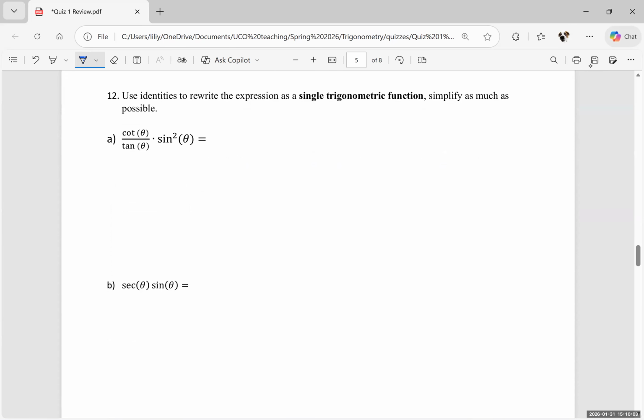Okay, basic identities to rewrite the expressions, generally as a single function or maybe a number sometimes. We have cotangent over tangent, and then we have times sine squared. So generally you want to get everything in terms of sines and cosines and see what cancels out. Cotangent is cosine over sine. Tangent is sine over cosine. Times sine squared.